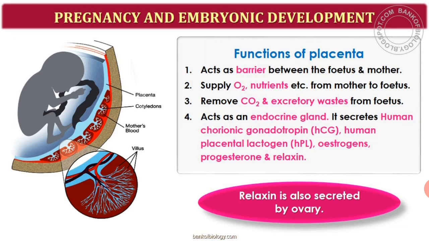Okay, so these are all the hormones of the placenta, and this is a very, very important 2-mark question: mention the hormones of the placenta, or write the hormones of the placenta, that is HCG, HPL, progesterone, estrogen and relaxin. HCG is human chorionic gonadotropin, HPL is human placental lactogen, progesterone, estrogen and relaxin. Important, remember this.